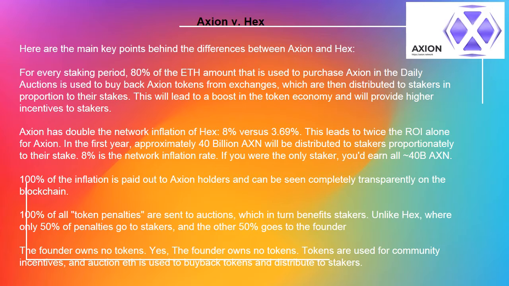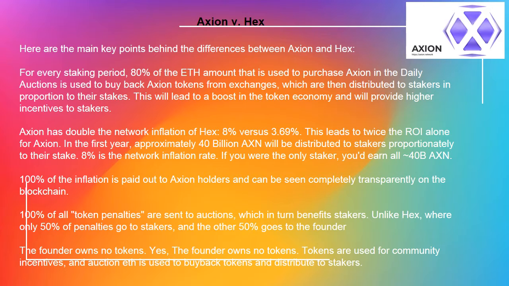Axion v. Hex. Here are the main key points behind the differences between Axion and Hex. For every staking period, 80% of the ETH amount that is used to purchase Axion in the daily auctions is used to buy back Axion tokens from exchanges, which are then distributed to stakers in proportion to their stakes. This will lead to a boost in the token economy and provide higher incentives to stakers. Axion has double the network inflation of Hex, 8% versus 3.69%. This leads to twice the ROI alone.